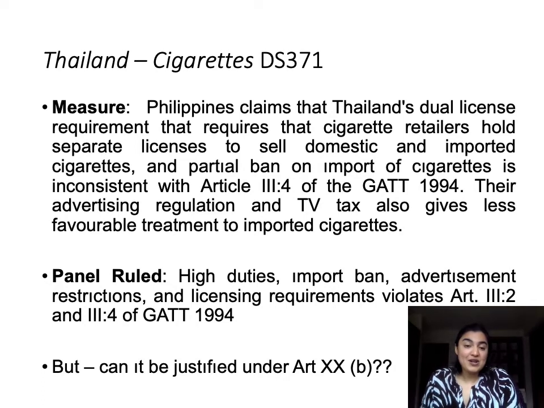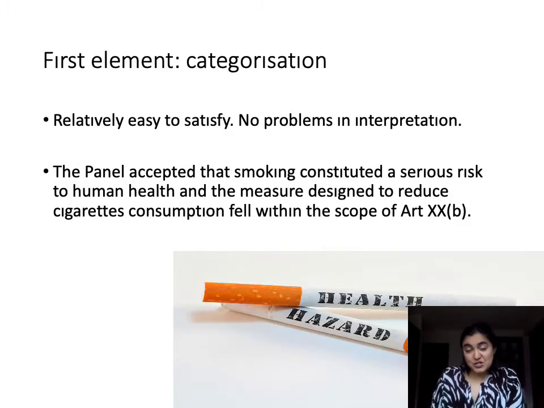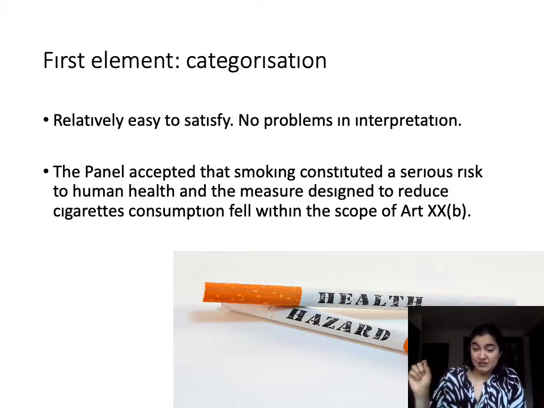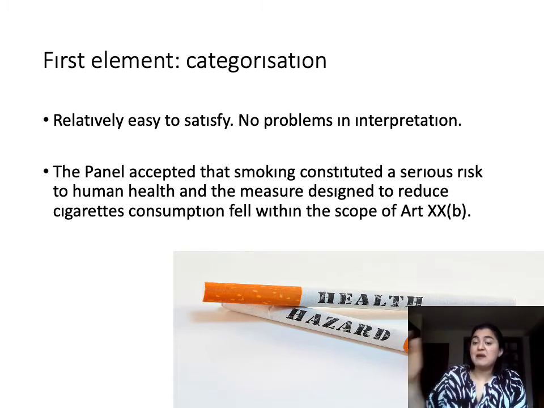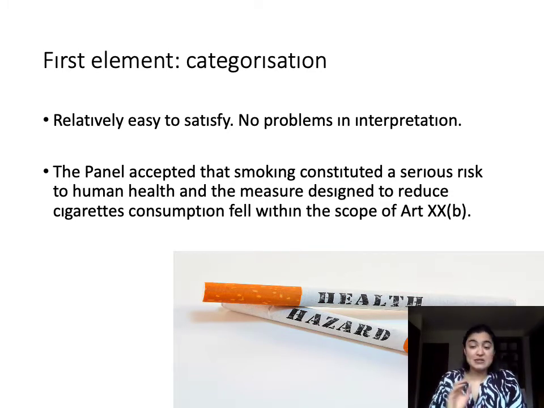So the question for the court was, is Thailand allowed to do that under the exception of Article 20B? Satisfying the first element of Article 20B was no problem, right? They could easily satisfy it. Thailand could easily argue that smoking constitutes a serious risk to human health, and the measure was therefore aimed at or designed to reduce consumption of cigarettes in Thailand. So the first element, that the measure should be aimed at the protection of the policy objective, was clearly satisfied.